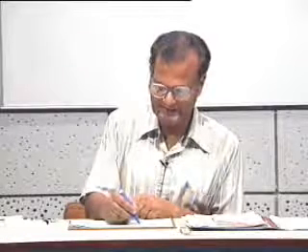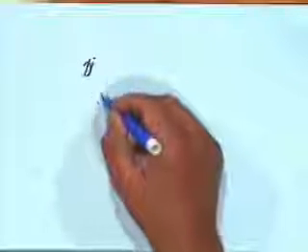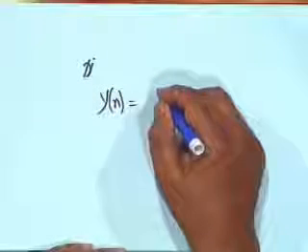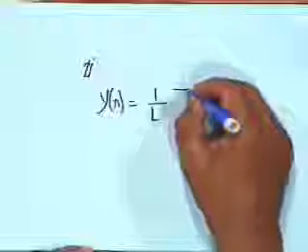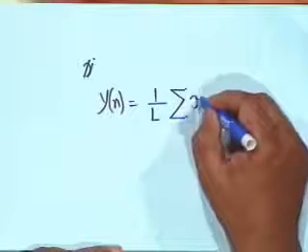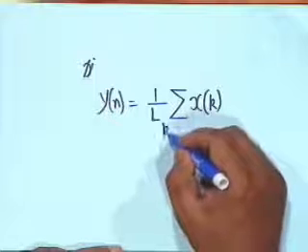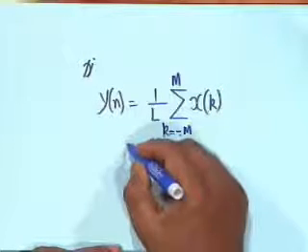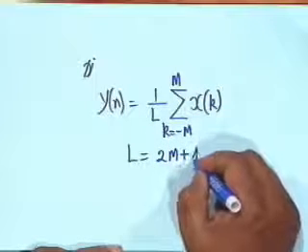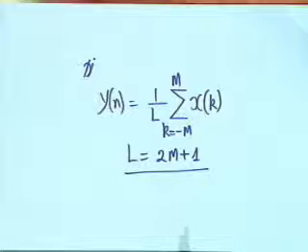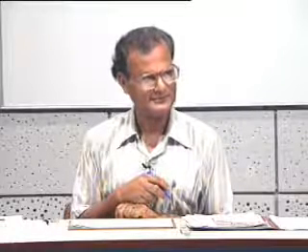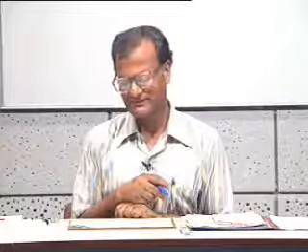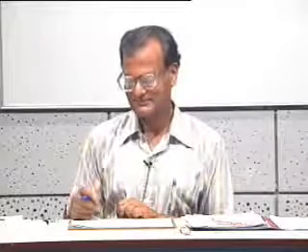Suppose y of n, a discrete time system, is, let's say, 1 by L summation x of k, k equal to minus m to plus m, and L is equal to twice m plus 1, just for example. Is this a causal system? Is this a causal system or a non-causal system?